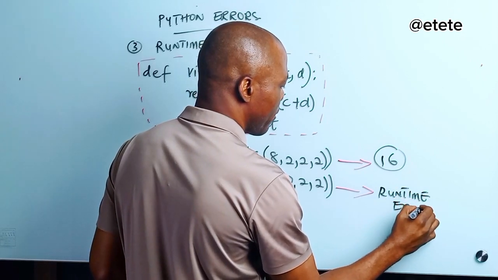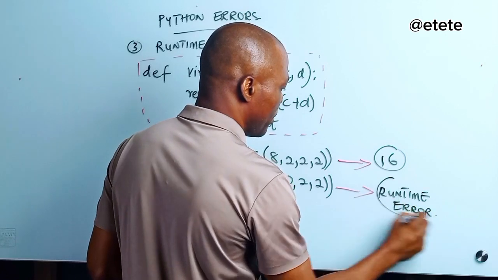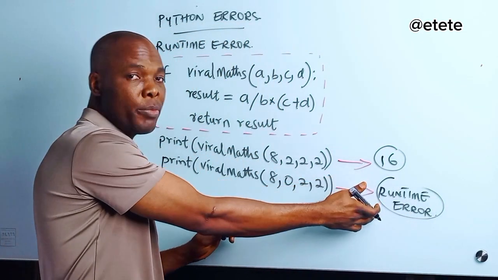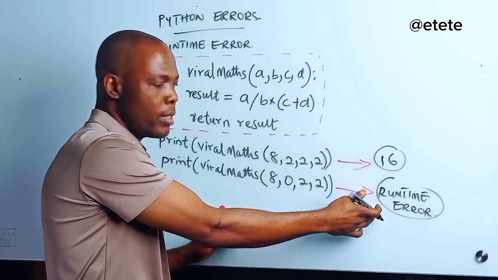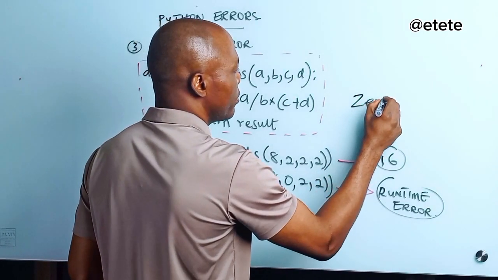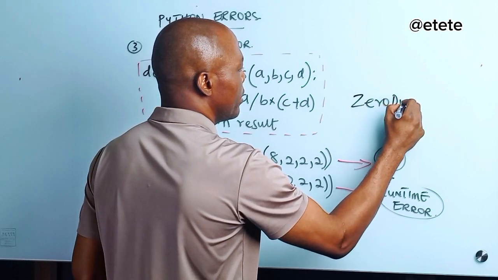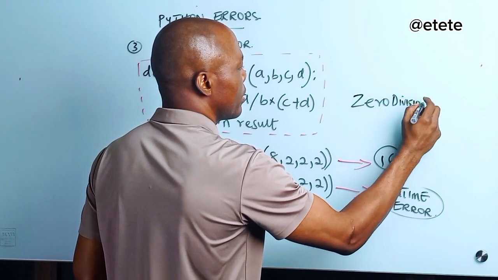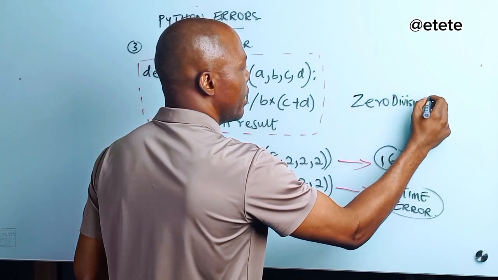Runtime error will take place here. But the runtime error will not be the name. The name will be what? Zero division error.